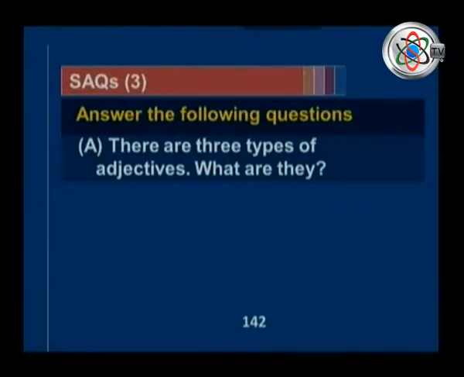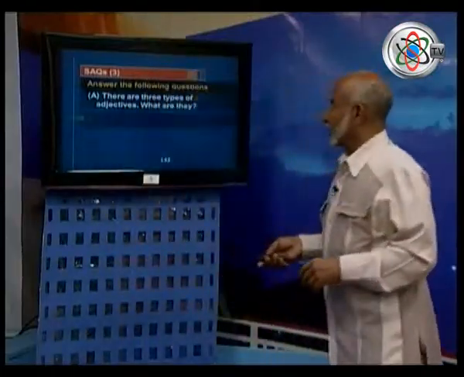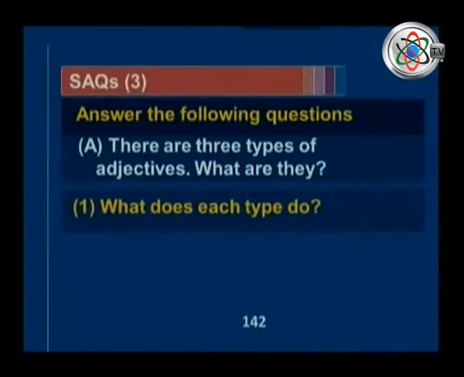There are 3 types of adjectives. What are they? 3 types of adjectives, as we have highlighted right now. We have the positive adjective, the comparative adjective, and the superlative adjective. It's as easy as ABC. So, what does each type do?